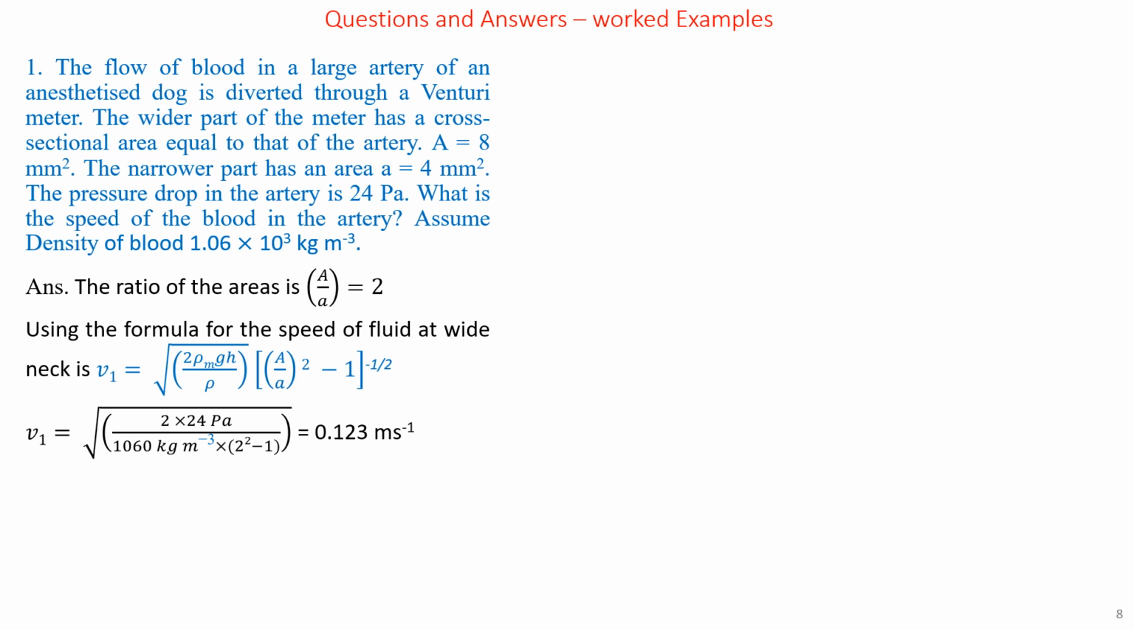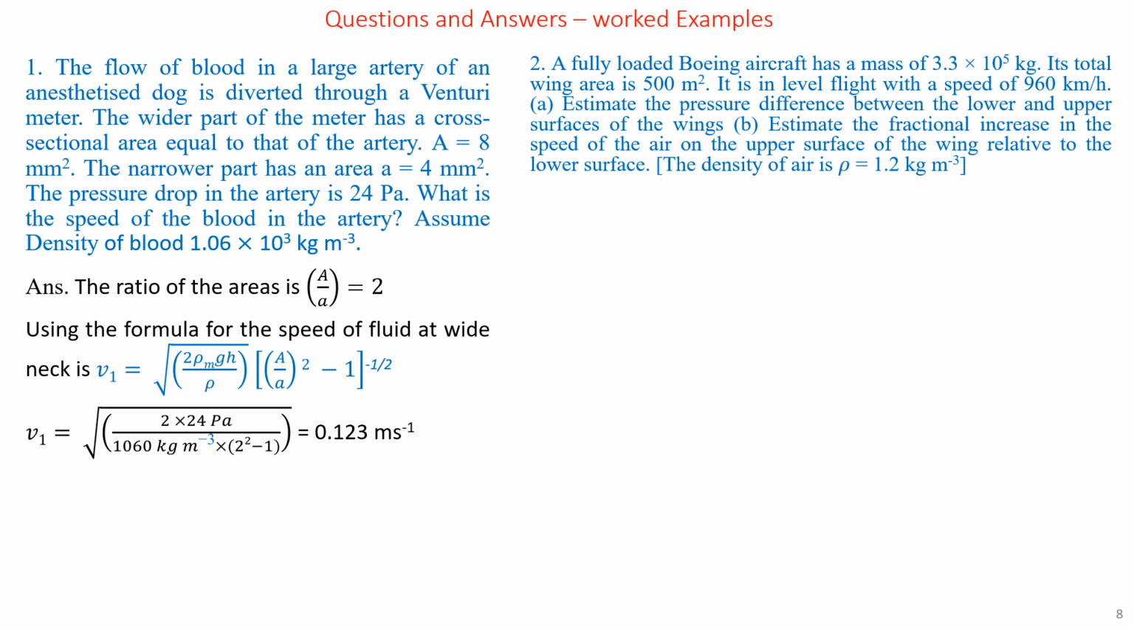Next question we will take up is about a Boeing aircraft. A fully loaded Boeing aircraft has a mass of 3.3 into 10 to the power of 5 kgs. Its total wing area is 500 meters square. It is in level flight with a speed of 960 kilometers per hour.